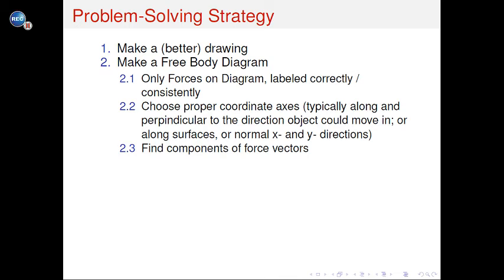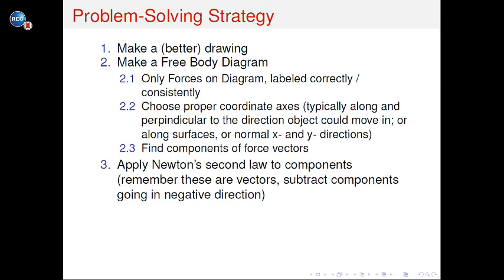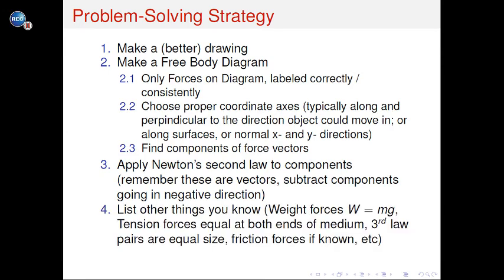So once you've picked your directions and found components, you're going to add up the components of the forces, which is applying Newton's second law. You're finding the sum of the forces, and if vector components are going in the opposite direction, you subtract them. And you possibly also list other forces that you know, right?